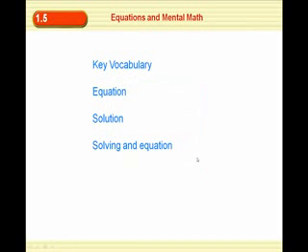7th grade 1.5, starting on page 25 in your book. We have some key vocabulary up in the left margin of your book right there. So if you would look with me, we have equation.